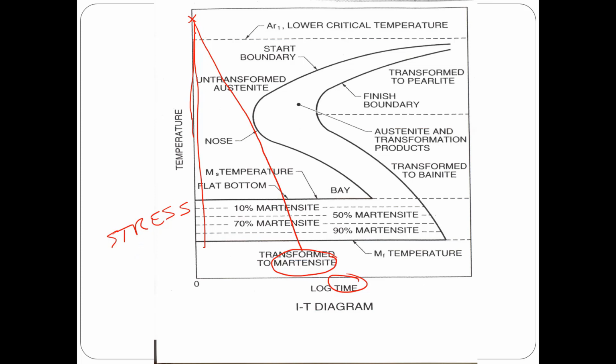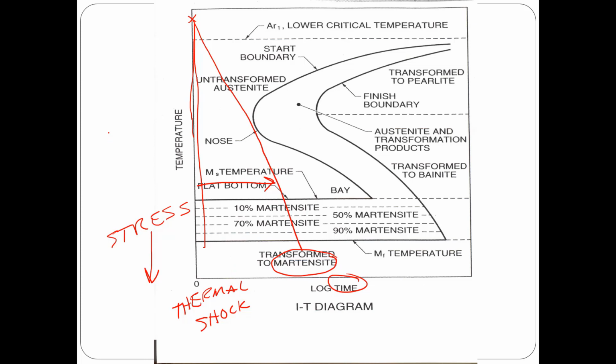So the slower I cool it, the more time I give it for that stress to relieve. The more time I give it for the stress to relieve, that means my overall stress level is lower, and I don't end up with what we call quench cracking, or what is the term? Thermal shock. Impact due to change in temperature.